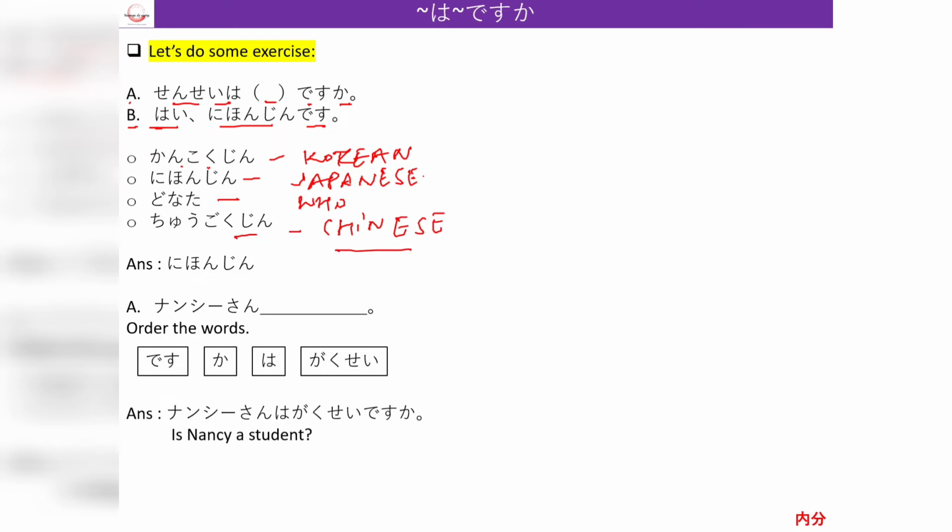Now let's move to the statement. "Sensei wa dare desu ka." It means the person is asking about the teacher, and the answer is "Hai, Nihonjin desu." So here the person is answering yes, he is Japanese.